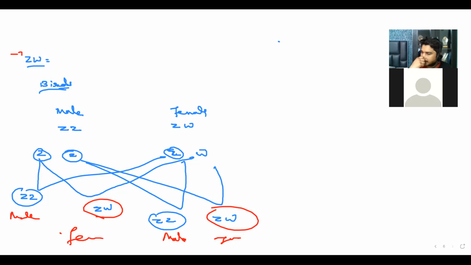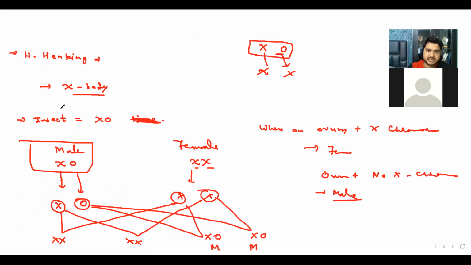So in the birds, which type of sex determination is there? ZW type. This you have to remember. In the birds, it is ZW type. In the human being, it is XY, and in the insect, it is XO type. So it is the sex determination in all these three. Now, you should know one thing.